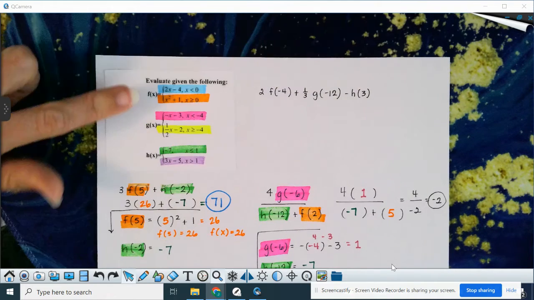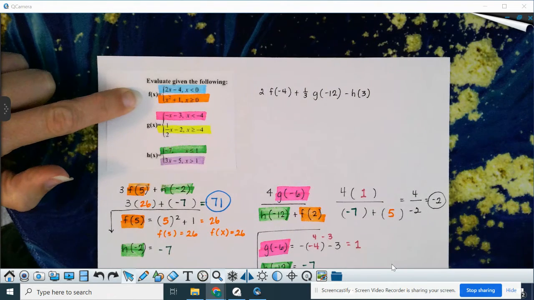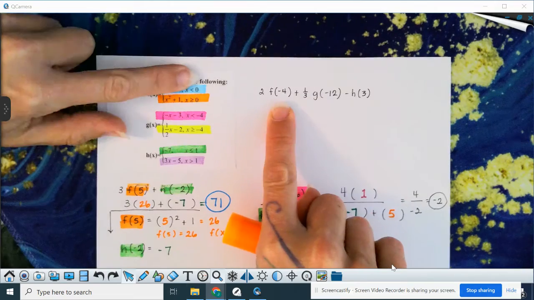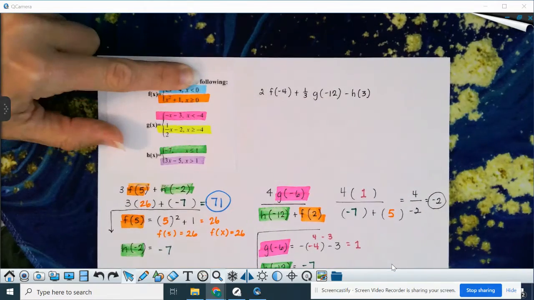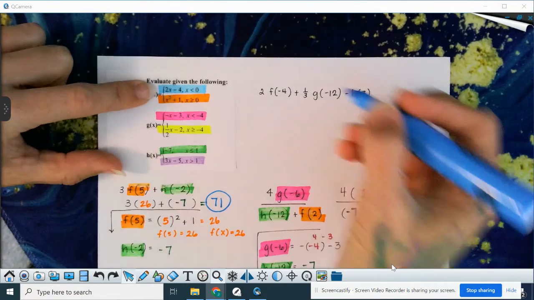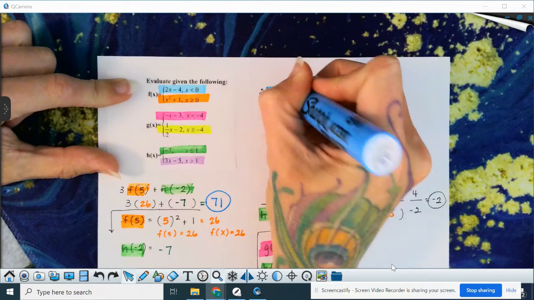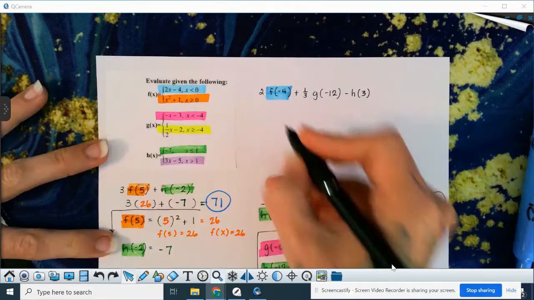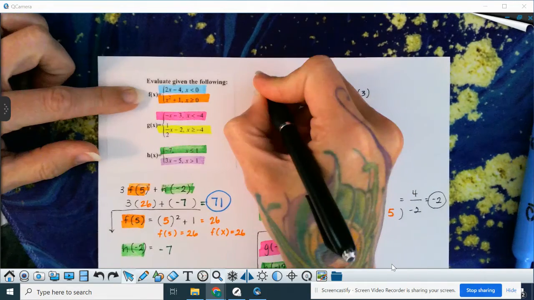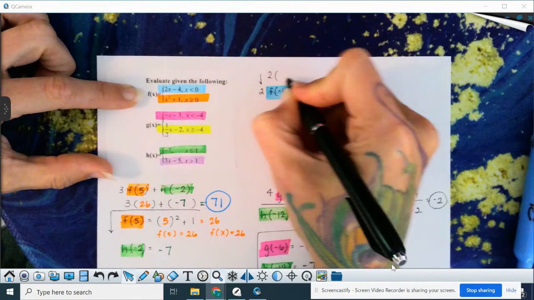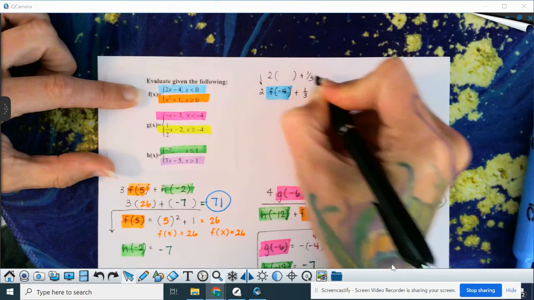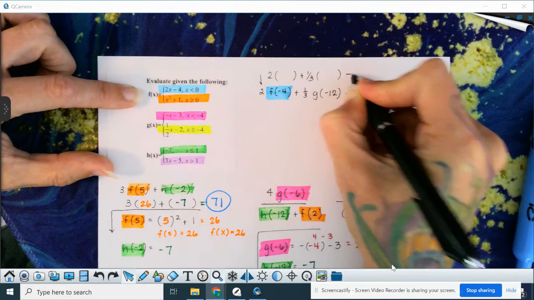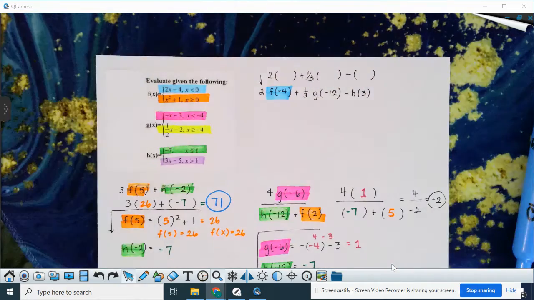So we're going to go look at our blue and our orange functions. And we have a negative 4. Is negative 4 less than 0, or is it greater than or equal to 0? It is indeed less than. So we're definitely going to use our blue function. And I'm just going to write below it. So f of negative 4. Remember, this 2 is just hanging out because it's going to be 2 times an output plus 1/3 times an output minus an output after we solve all the way through.